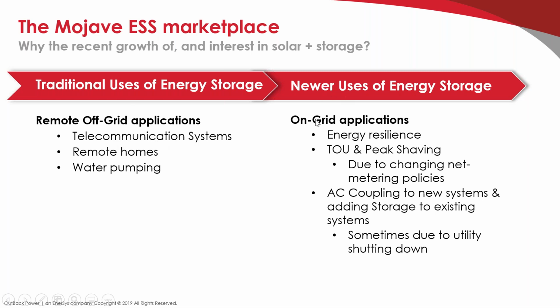Newer uses of energy storage, on-grid applications, right? Energy resilience, time of use and peak shaving, often due to changing net metering policies. Meaning, okay, from 3 until 8, I'm in APS territory in Arizona, from 3 till 8, we've got the peak rate plan, so if we were to have a storage system, that would be when we would want the battery to take over. We would want to be buying as little as possible from the grid. And we're seeing that all over the country now. It used to be kind of a Southern California thing. Not so much anymore. You're seeing that a lot of places around the country.